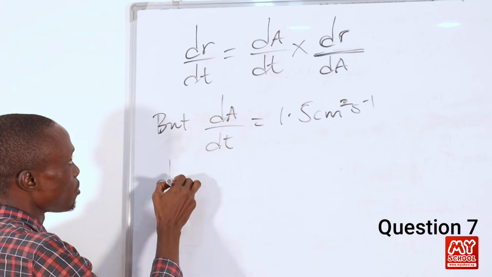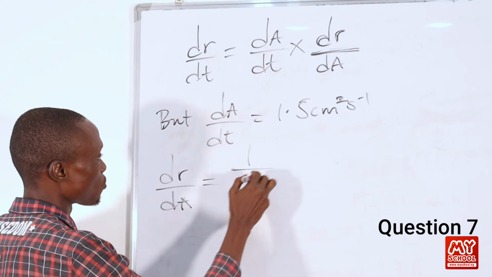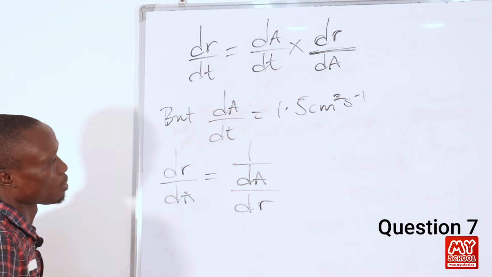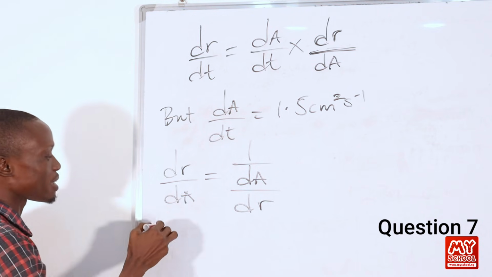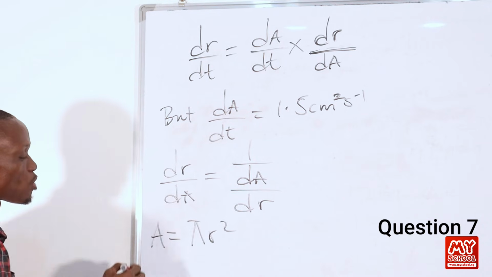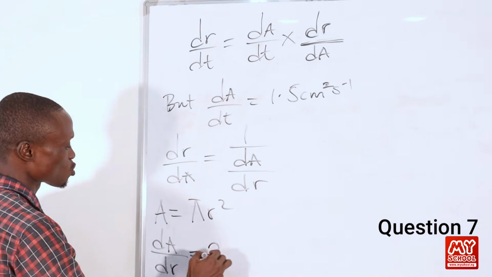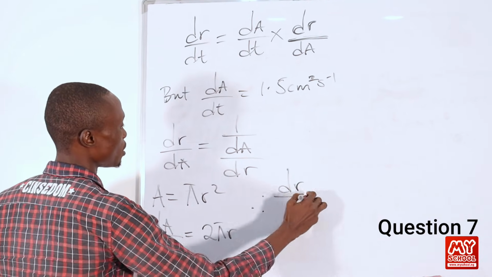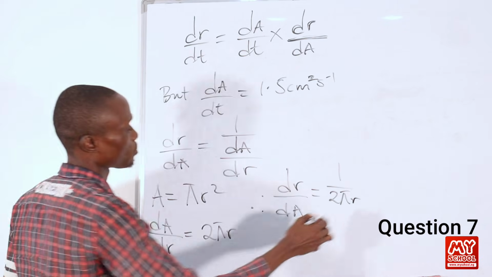Now, dr/dA is also equal to the inverse of dA/dr. We know that the area of a circle is given as pi r squared. So if we differentiate the area with respect to r, we will have 2 pi r. Therefore, we can say that dr/dA is equal to 1 over 2 pi r.